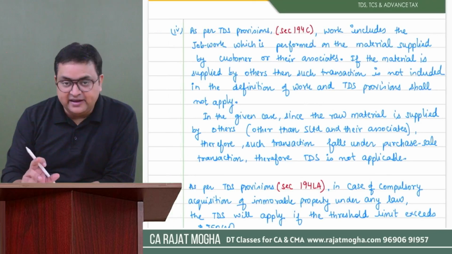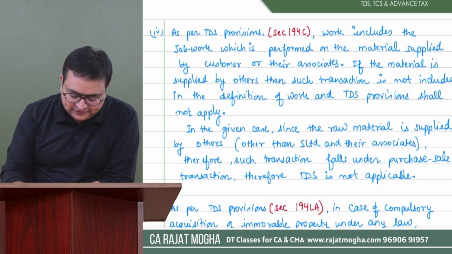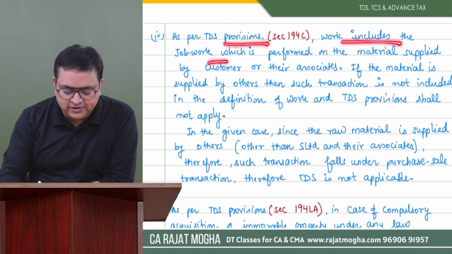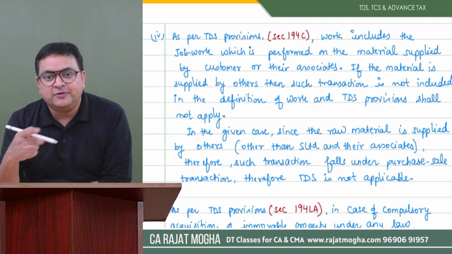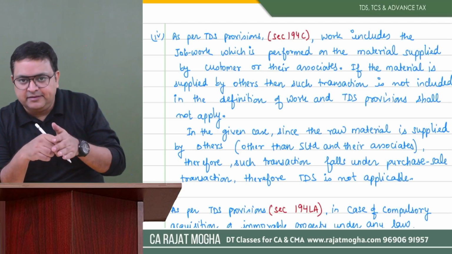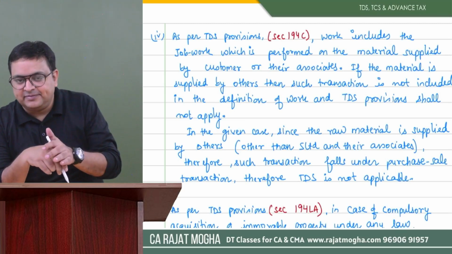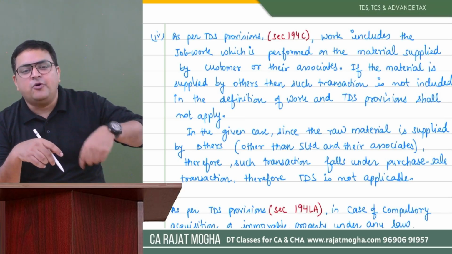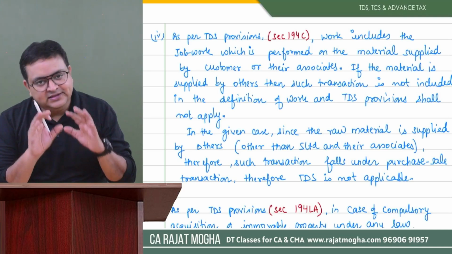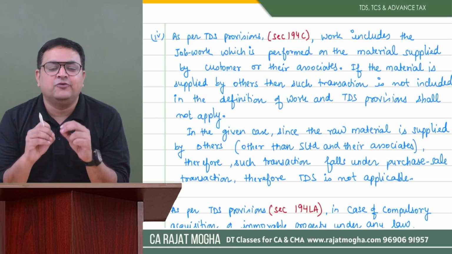Fourth, diaries. In this case, first of all, you can mention that as per the TDS provision, work includes the job work which is performed on the material which is supplied by the customer, right? If the customer or their associates are supplying their material, and if we are performing any process on the material supplied by these customers, correct? Then it is included in the definition of work.